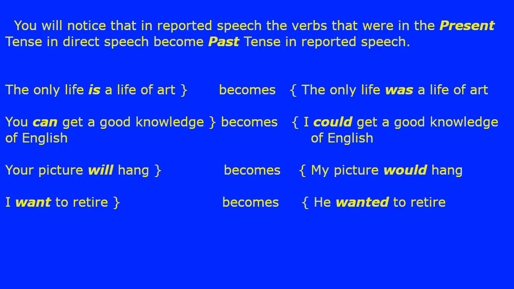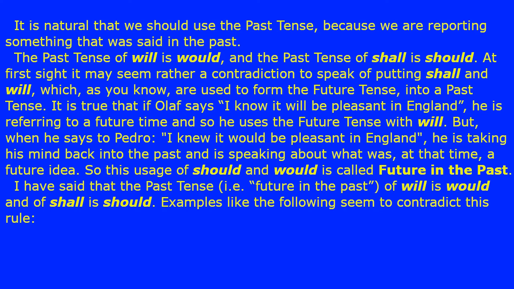You will notice that in reported speech the verbs that were in the present tense in direct speech become past tense in reported speech. The only life is a life of art becomes the only life was a life of art. You can get a good knowledge of English becomes I could get a good knowledge of English. Your picture will hang becomes my picture would hang. I want to retire becomes he wanted to retire. It is natural that we should use the past tense, because we are reporting something that was said in the past. The past tense of will is would, and the past tense of shall is should.